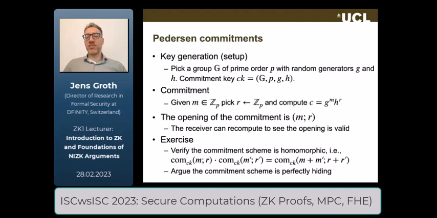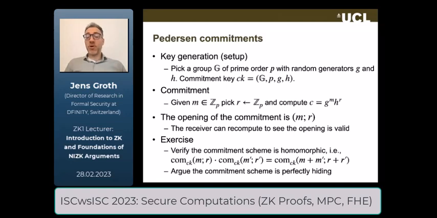You basically just take a commitment to M with randomness R, and multiply that with a commitment to message M prime and R prime, right? If you multiply G to the M, H to the R with G to the M prime and H to the R prime, you get G to the M plus M prime and H to the R plus R prime.